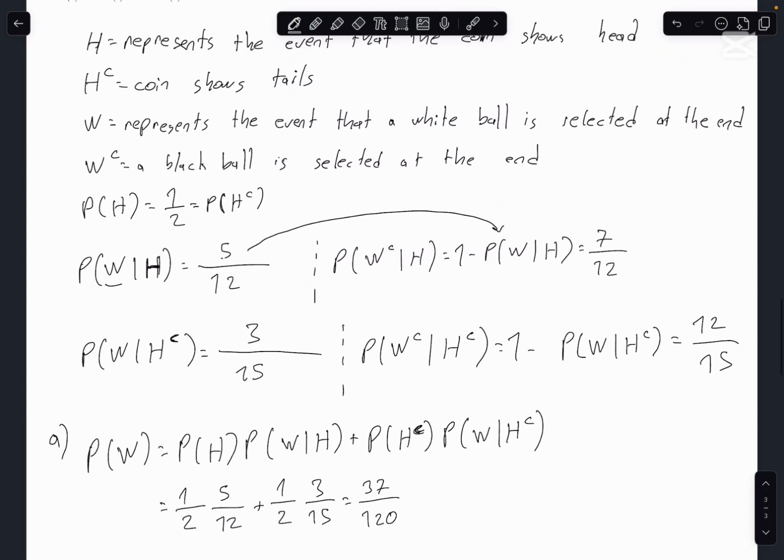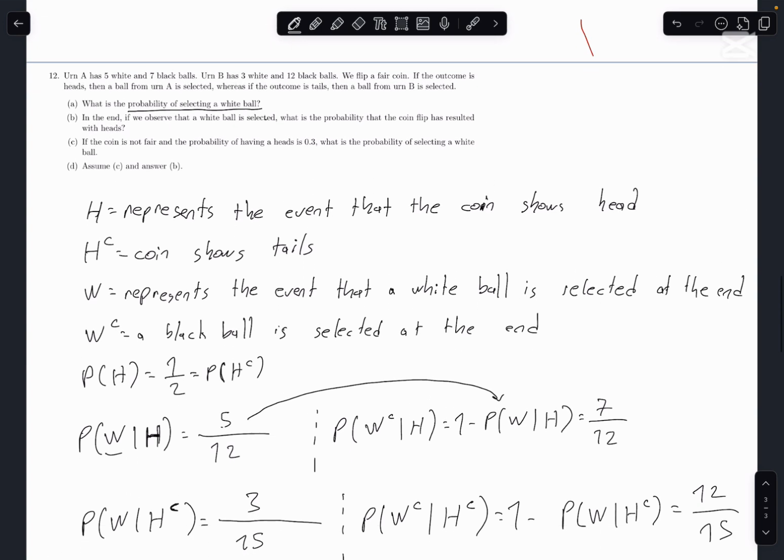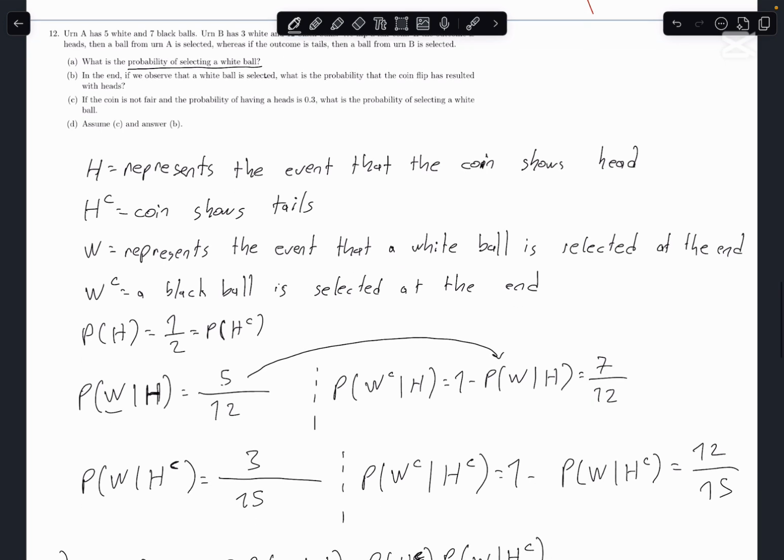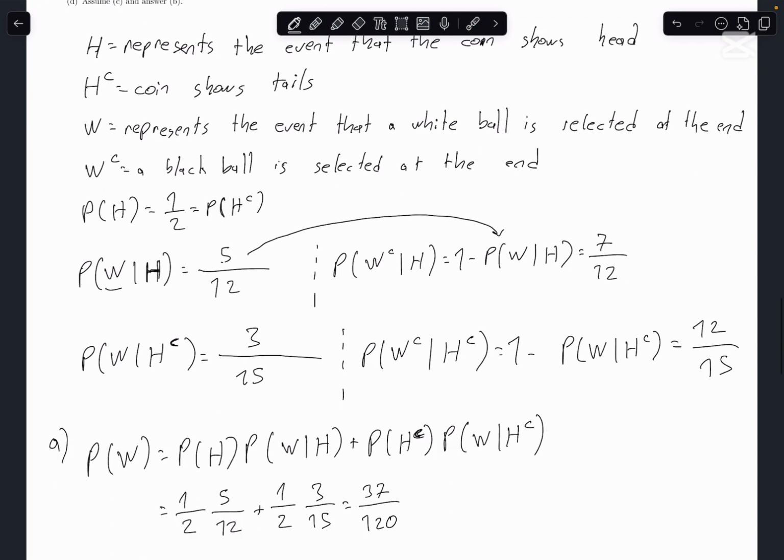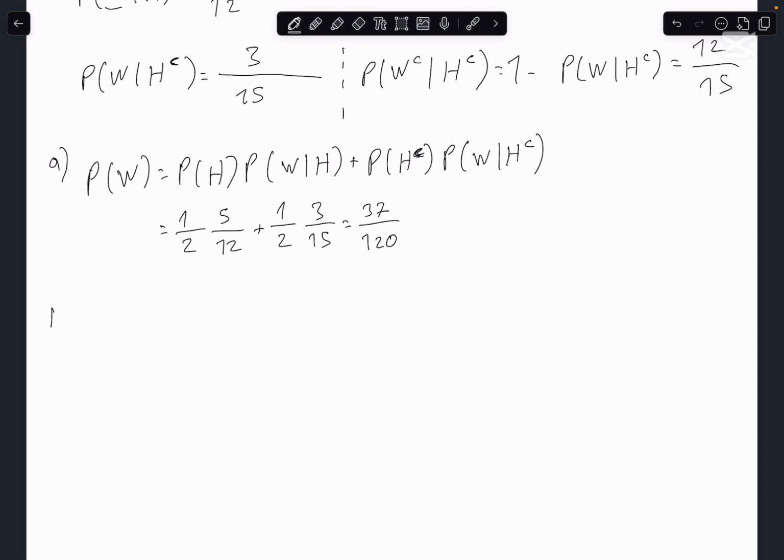Okay, let's solve section B. In the end, if we observe that a white ball is selected, what's the probability that the coin flip has resulted in heads? Okay, so it asks us to calculate the probability of heads if the selected ball was white.